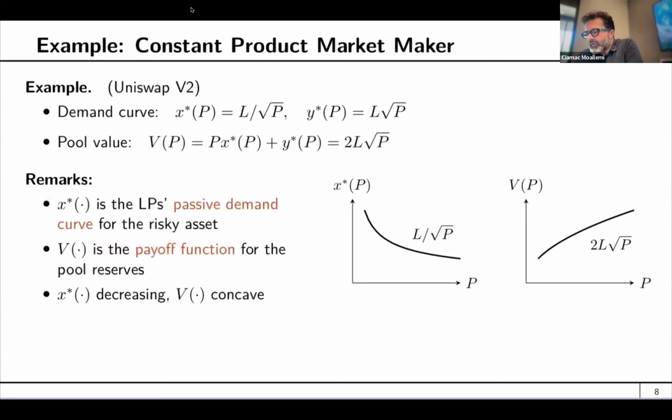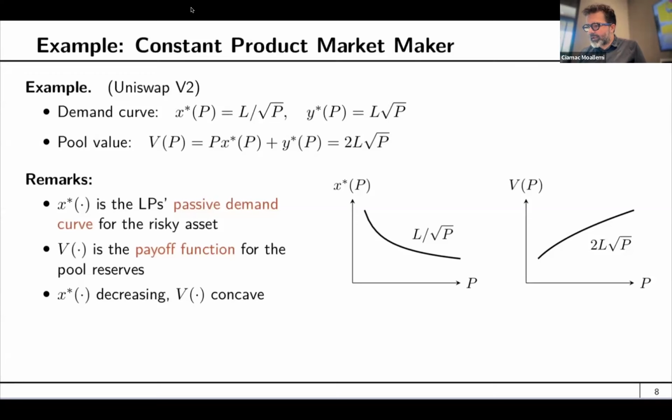I'm going to argue that X star of P can be thought of as the LP's passive demand curve for the risky asset. What do I mean by passive demand curve? I mean, upfront, when you decide that you're a liquidity provider, that you're participating in the pool, you can anticipate that there's a world of arbitrageurs out there who are going to manipulate the value of the pool and try to make money for themselves. And you can, in advance, anticipate through the pool value function what they're going to do.